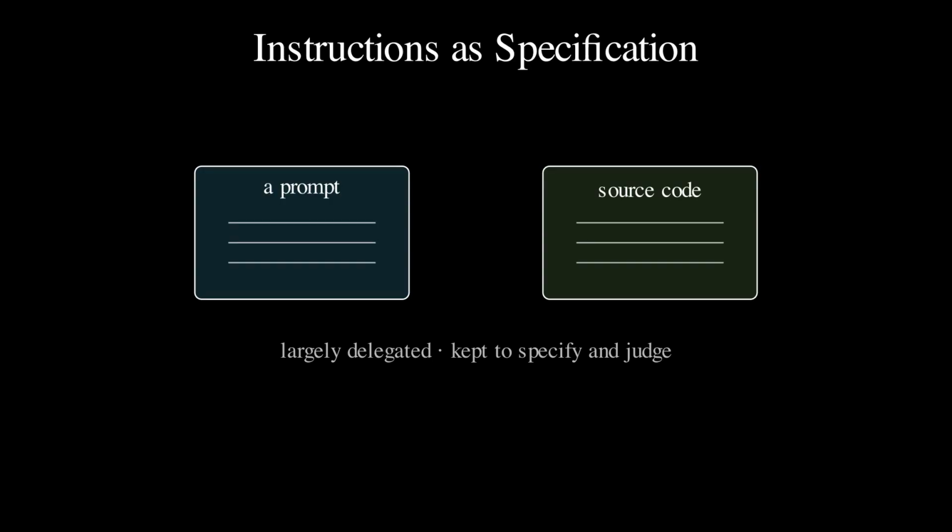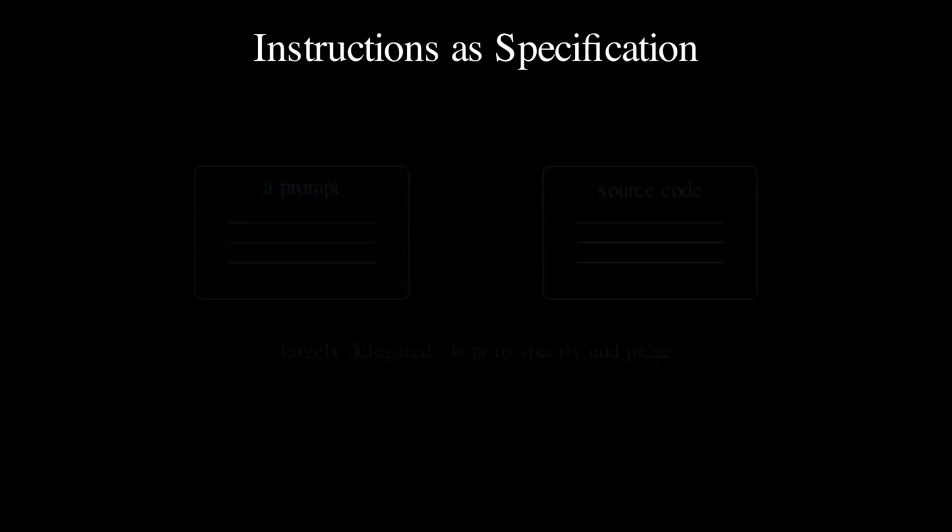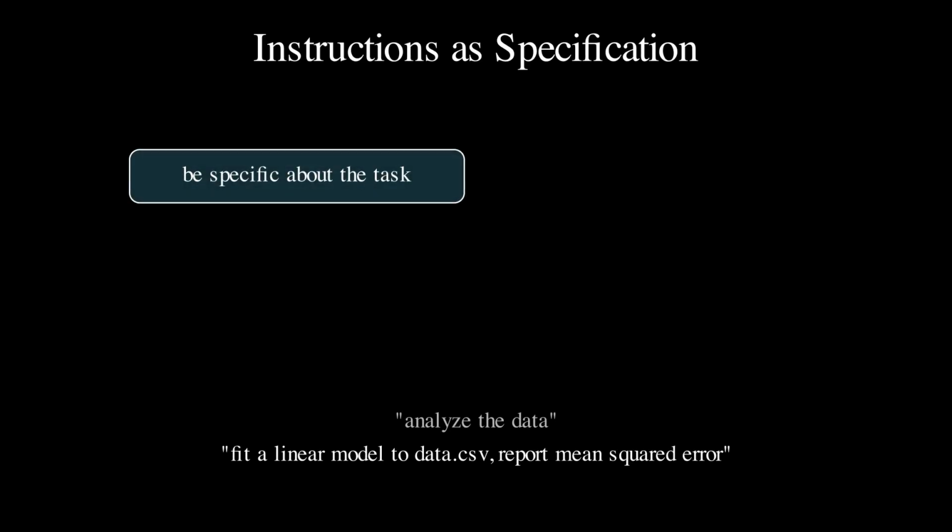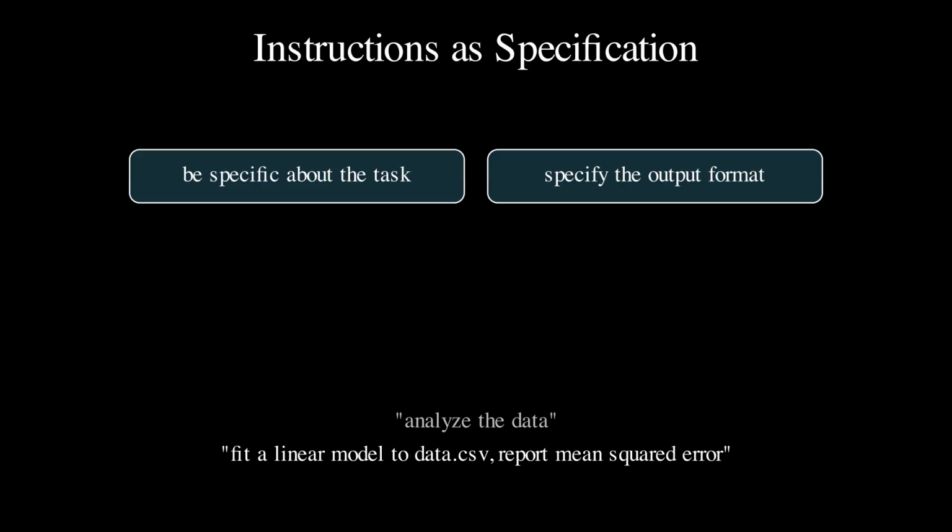What a researcher keeps is the competence to specify and to judge what the agent produces. 5 principles account for most of the variance. Be specific about the task. Every ambiguity is a degree of freedom the model fills in on its own. Specify the output format exactly: named fields, a function signature, a fixed structure.